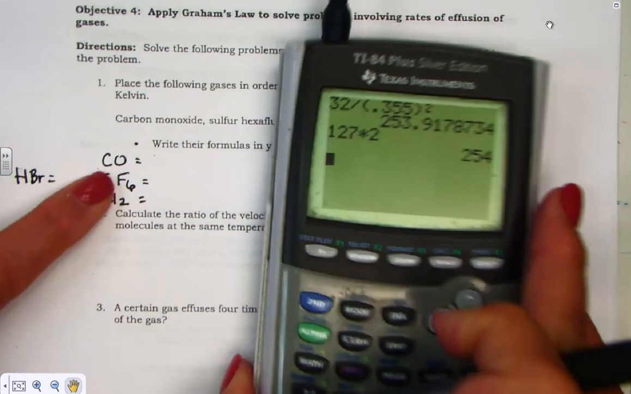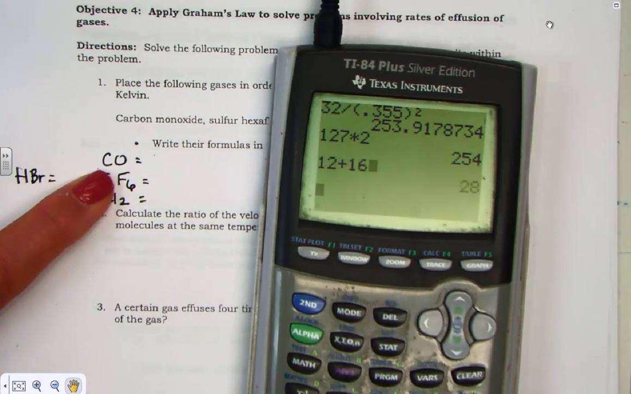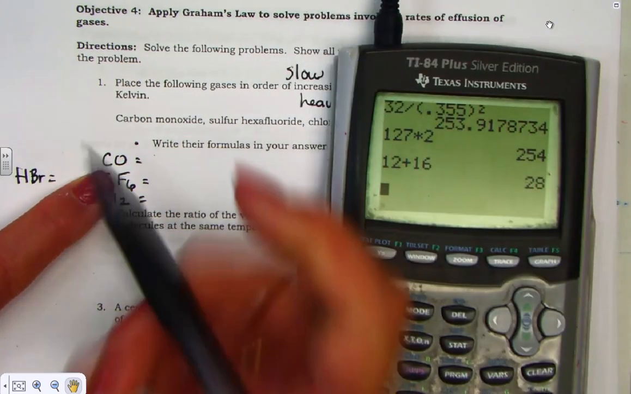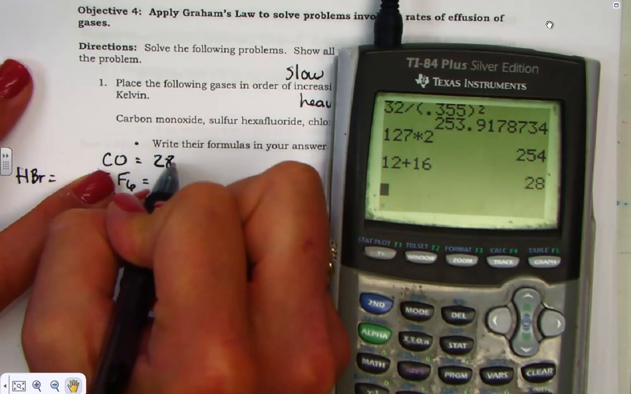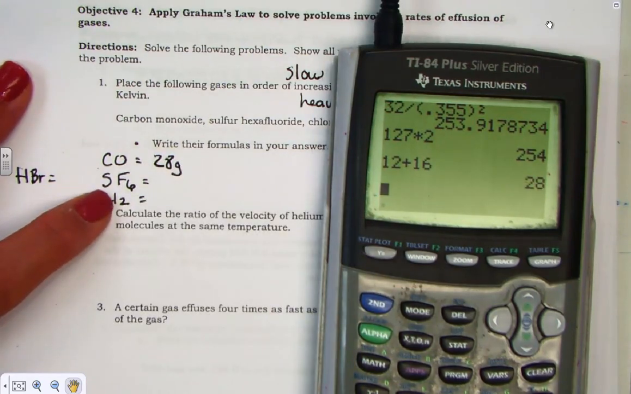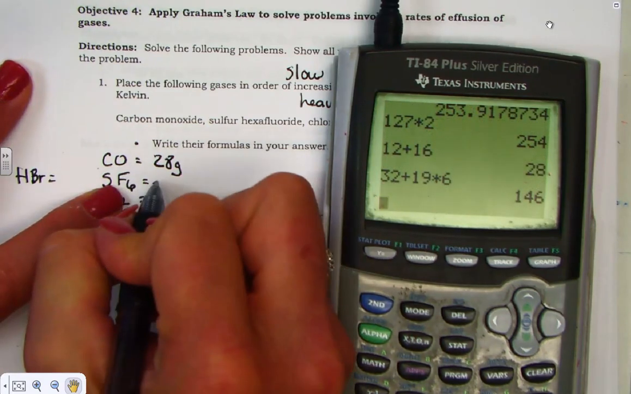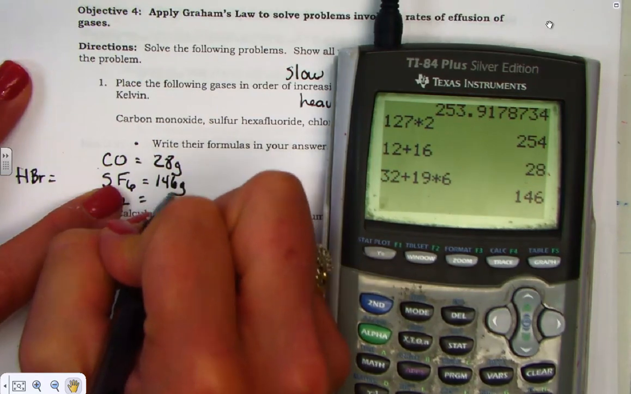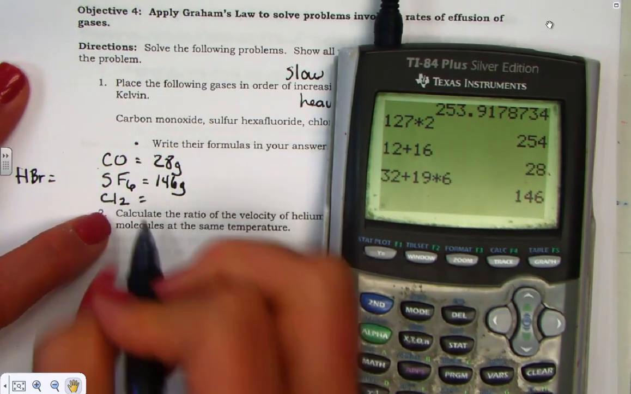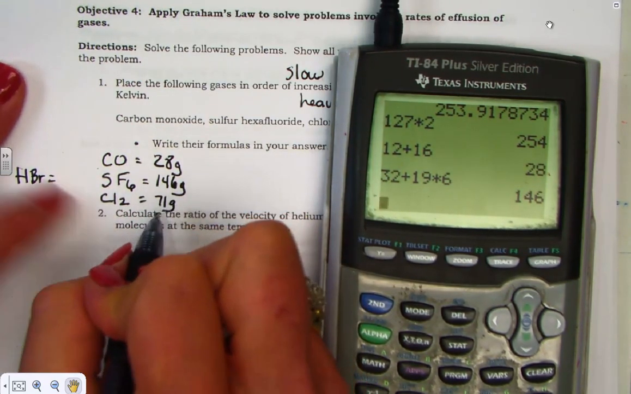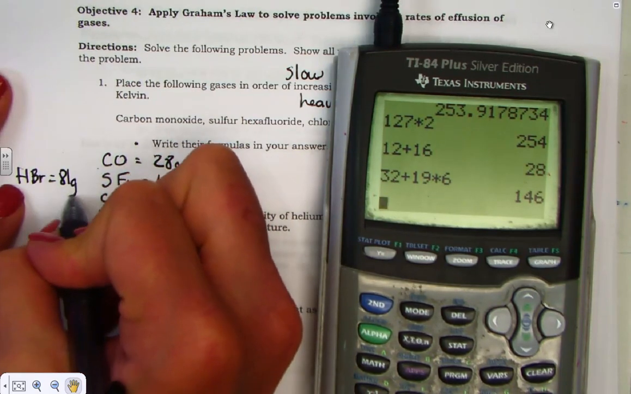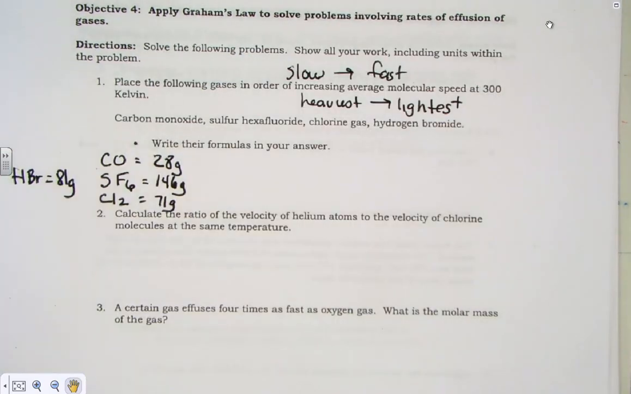So CO adds a 12 to a 16. Carbon monoxide is 28. Sulfur hexafluoride would be 32 from the sulfur plus 19 times 6. That has a molar mass of 146 grams. Chlorine is diatomic, so 71, and HBr, which we calculated earlier, is 81. So I've just recorded the molar masses of each of our gases.